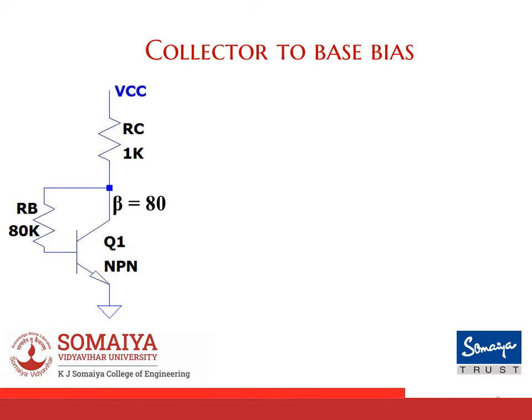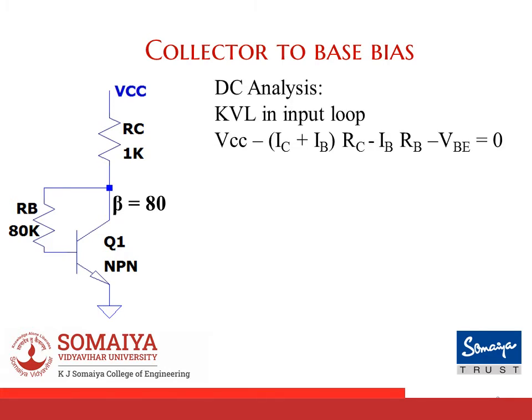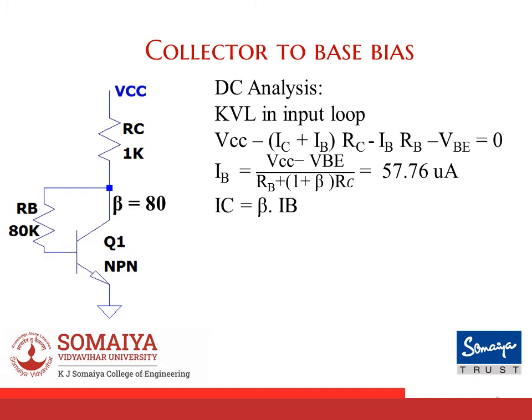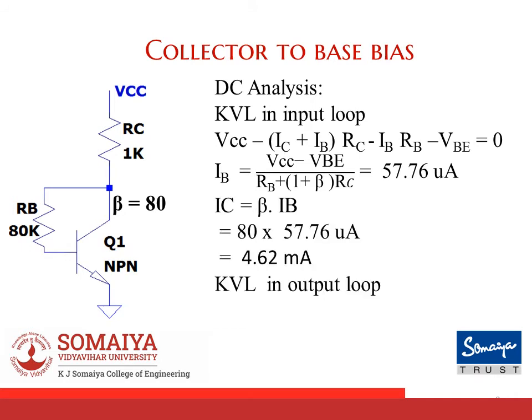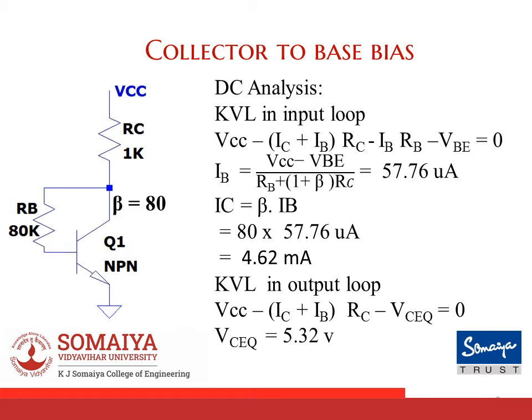Let's start by writing the KVL equation for this circuit. The KVL equation is going to be VCC minus (IC plus IB) times RC minus IB RB minus VBE equal to 0. This can be manipulated to find the value of IB, right? And this particular numerical comes out to be 57.76 microamperes. Once you have found IB, you will be able to find IC. Once you have found IC, you can go ahead and apply KVL in the output loop to find VCEQ, right? So VCEQ in this numerical comes out to be 5.32 volts.